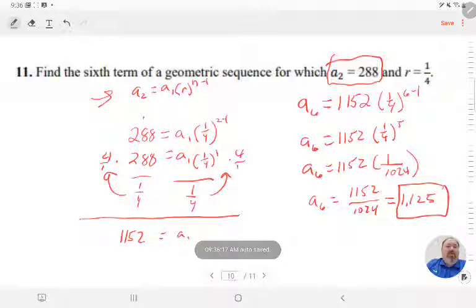Now I can bring it back over, and now I can look for the sixth term. So 1,152 times 1/4 to the 6 minus 1 power, or to the fifth power. That would be 1,152 times 1 over 1,024. And then you simply multiply those, and when you divide it, you get 1.125. So the sixth term would be 1.125.